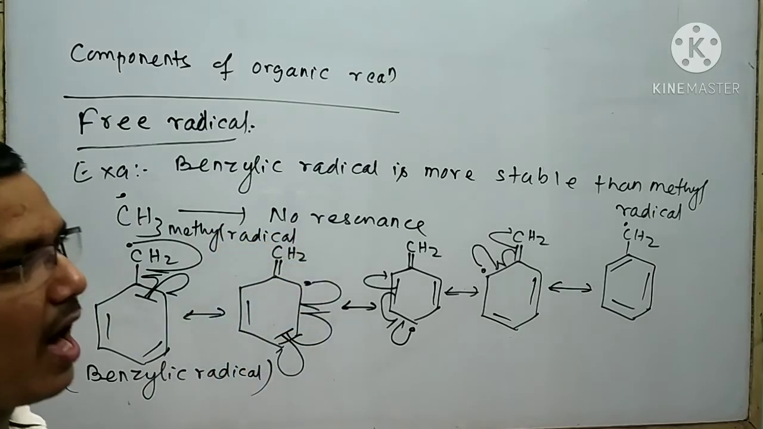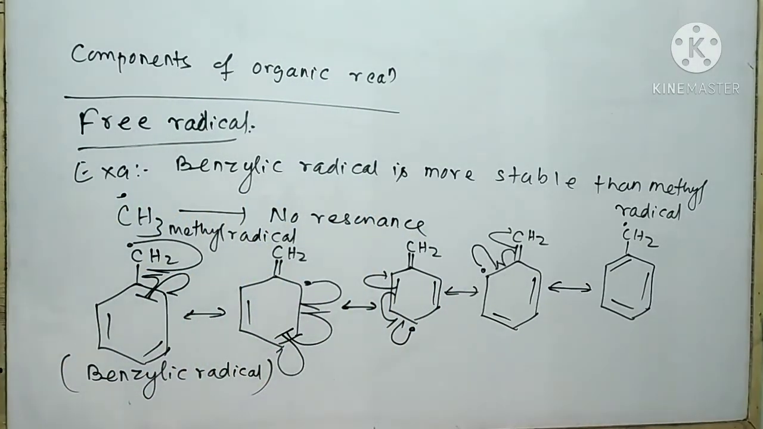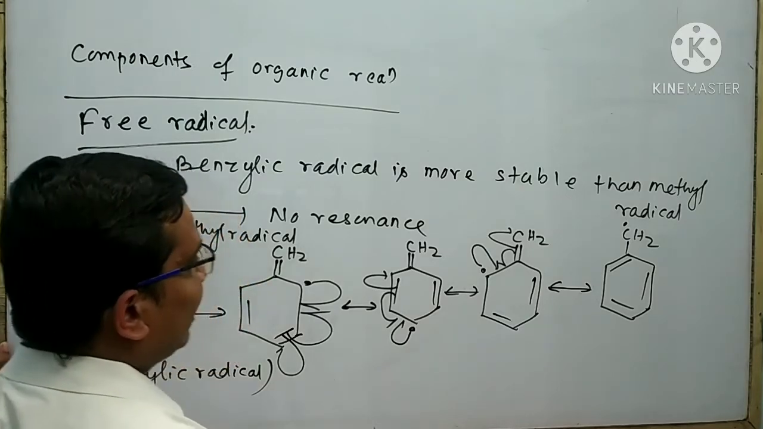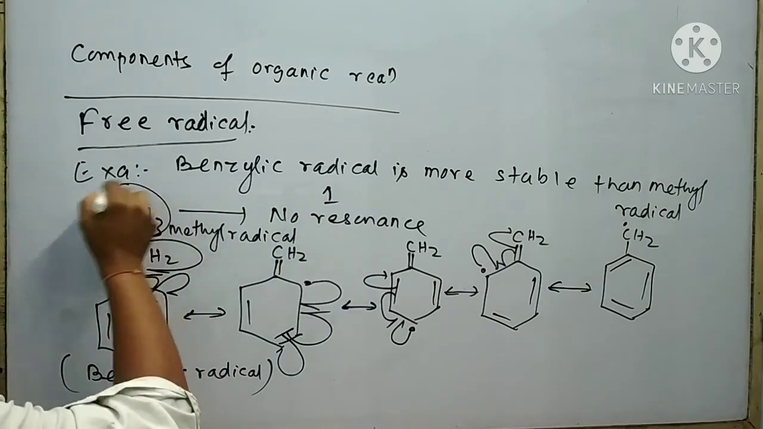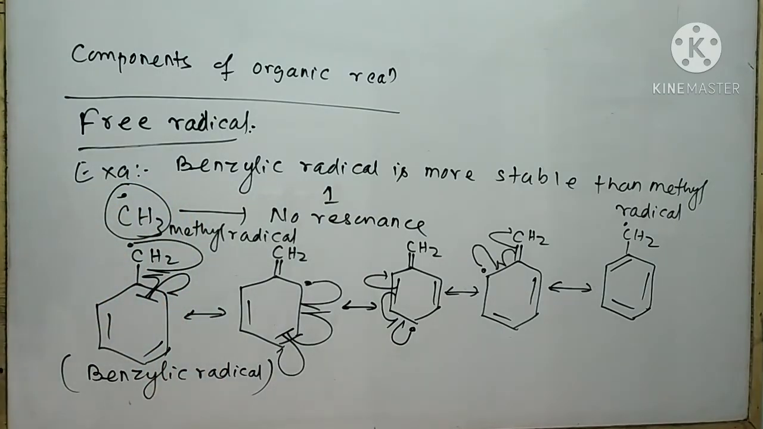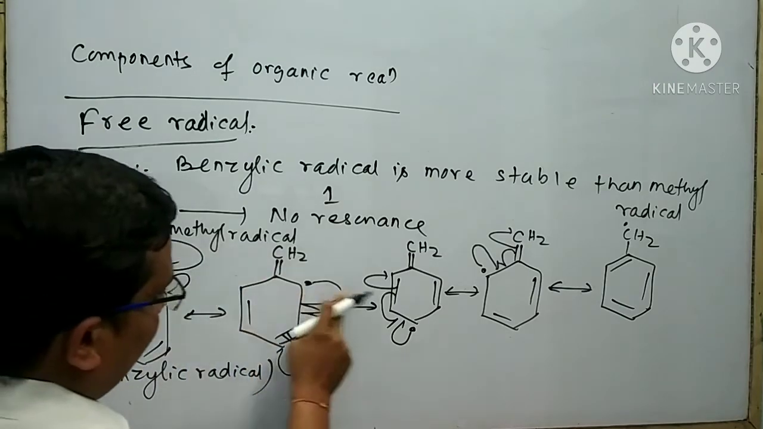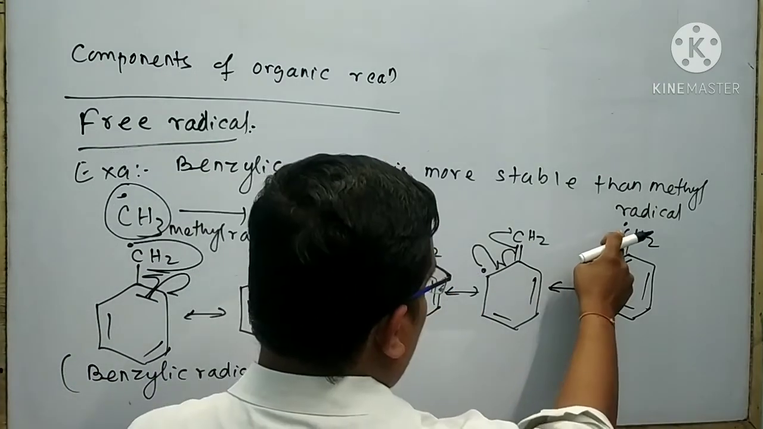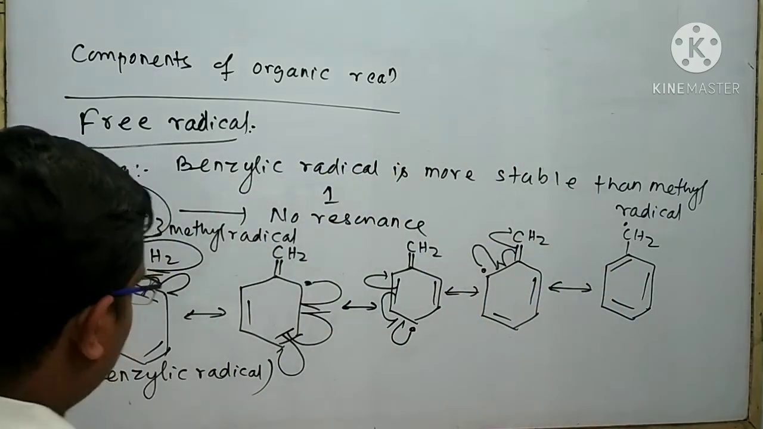We know that the higher the possibility of odd electron delocalization through resonance, the higher will be the stability of the free radical. In case of methyl radical, the number of possibilities of odd electron is 1, because only one structure is possible. But in case of benzyl radical, the number of possibilities of odd electron is 4. Look at that, this is the first odd electron, this is the second, this is third, this is fourth. We do not consider this odd electron because this is similar to this structure.